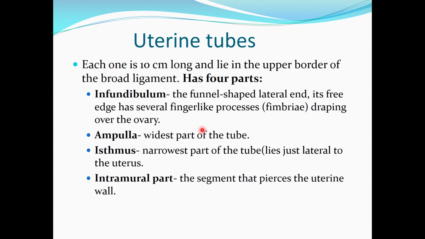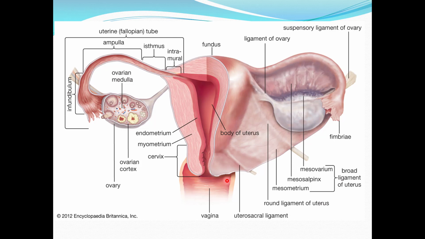Now we will discuss the uterine tubes. Each one is 10 centimeters long and lies in the upper border of the broad ligament. There are 4 parts of the fallopian tube, which is also called the uterine tube. See here in this diagram, which is a very good diagram to show you all parts of the fallopian tube. First part is called the infundibulum. This is the infundibulum of the fallopian tube.